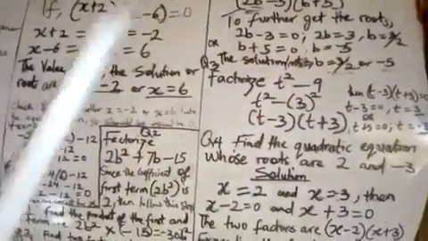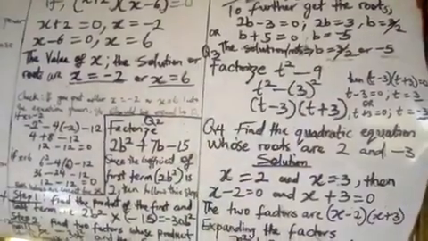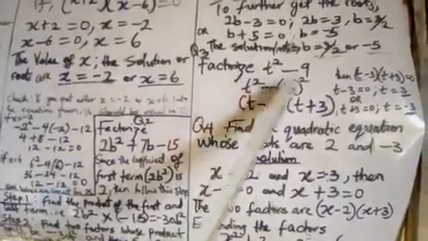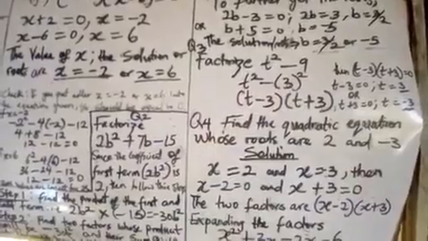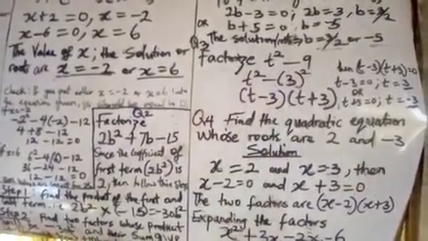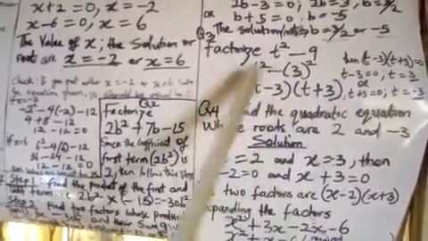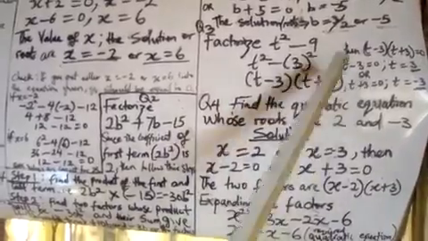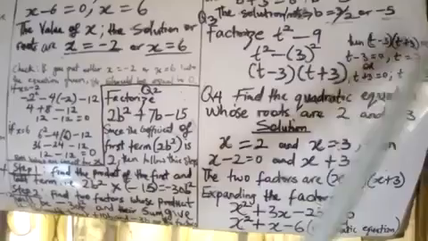So let's consider question 3. Factorize t squared minus 9. Now, t squared minus 9, the root of this is what? 3 times 3 will give you 9. So factorize this: t minus 3 and t plus 3. What is common to this is what? 3. So from there you can check this. t minus 3, t plus 3 is equal to 0.